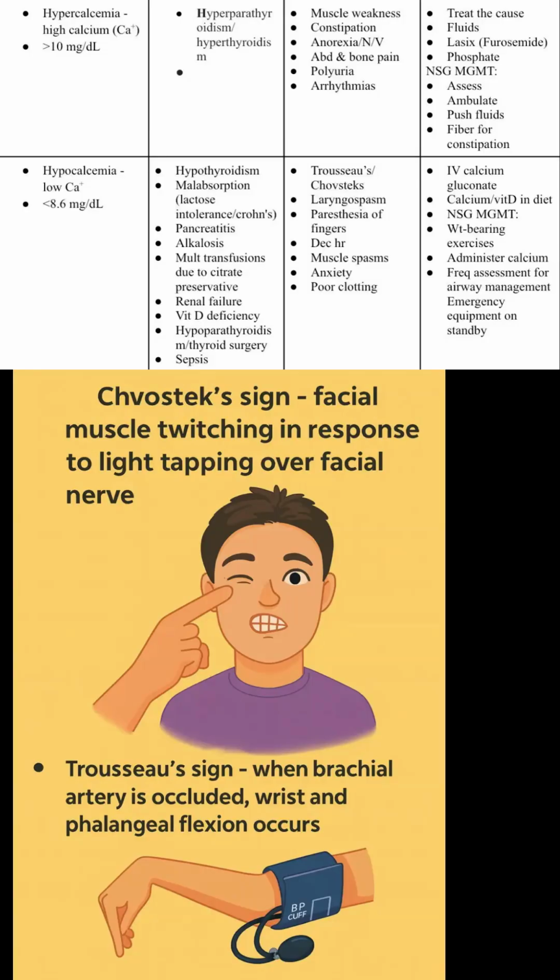Two critical assessment signs to remember: Chvostek's sign, facial muscle spasm when tapping the facial nerve, and Trousseau's sign, carpopedal spasm. Both indicate hypocalcemia. For long-term calcium management, incorporate dietary sources like dairy products, fortified juices, and salmon. Always remember, treat the underlying cause first, then supplement as needed.